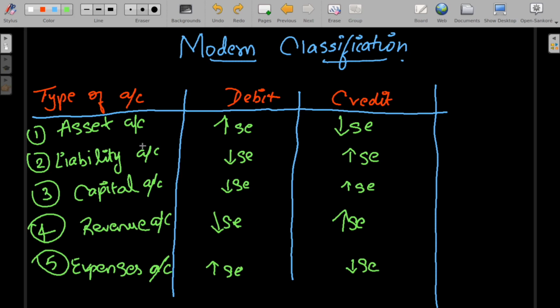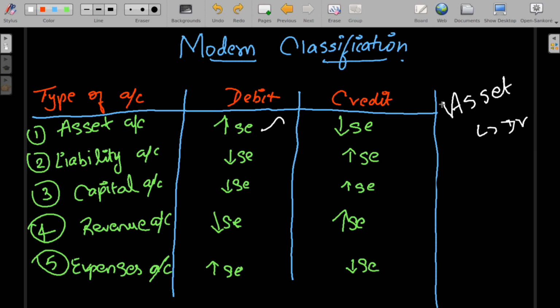So there are 5 types of accounts: asset account, liability account, capital account, revenue account, and expenses account. When an asset account increases, you have to debit it, and when it decreases, you have to credit it. Same in the liability, when it decreases, you have to debit it, and when it increases, you credit it. So subsequently for all the accounts, these are the things to do when you make a journal entry. The important thing to note is that an asset account always has a debit balance.